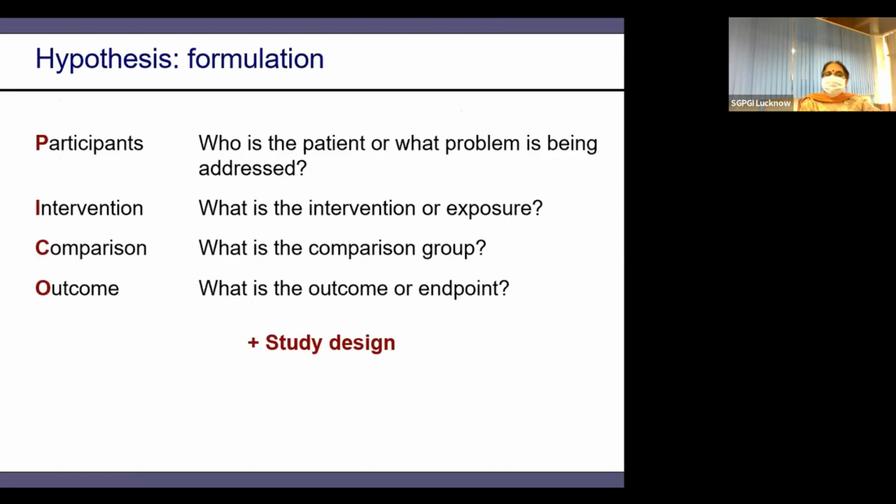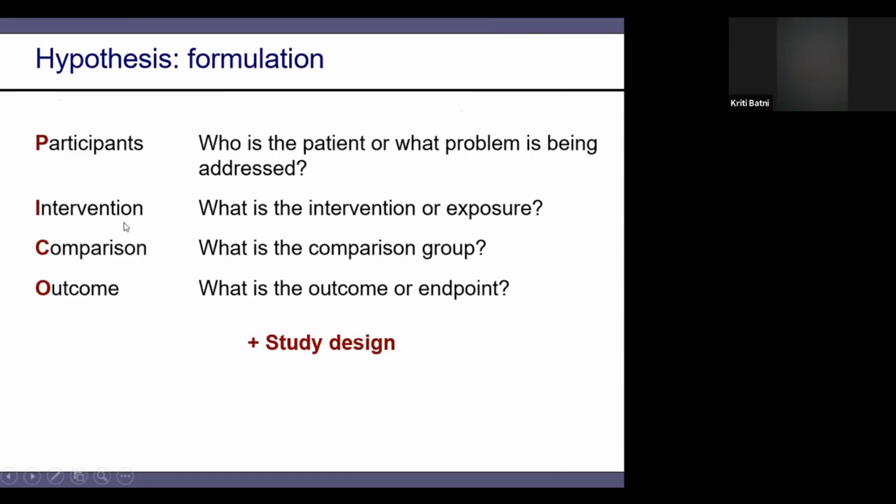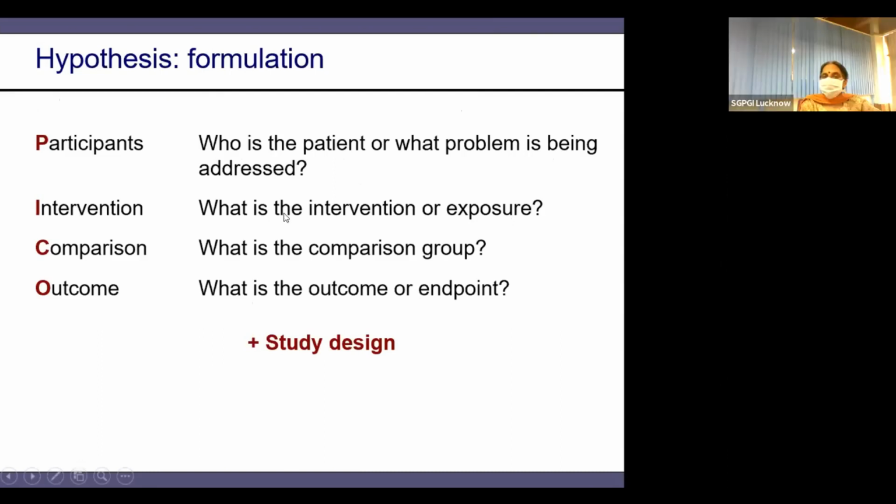So you need to have, this is called the PICO protocol. So PICO means P is for participant. Who is the patient or what problem is being addressed? Intervention. What is the intervention you are giving to the patient? Comparison. What are you comparing with? So what is the comparison group? Outcome is what outcome are you measuring? And you also need to decide what study design is the best for answering that question.